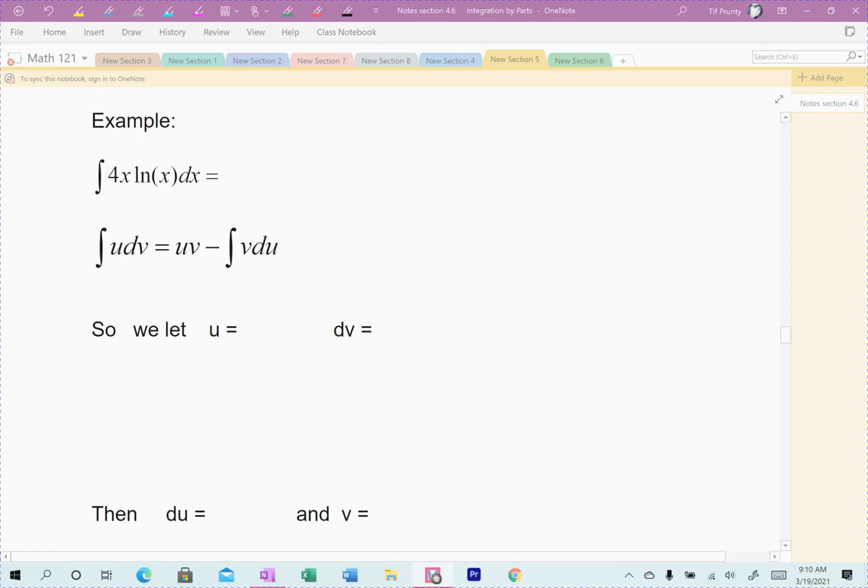Alright, so this example is a little different than the last one. This one has a natural log function. It's got a 4x times the natural log of x. Again, I can't solve it with the substitution. There's no u to substitute out. It's just one function times another function.